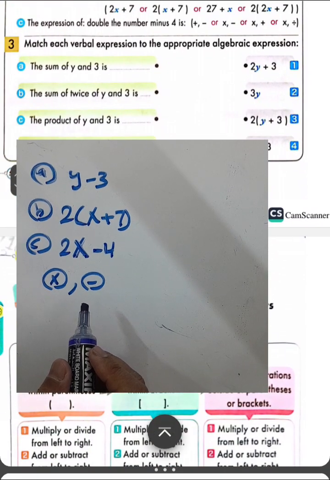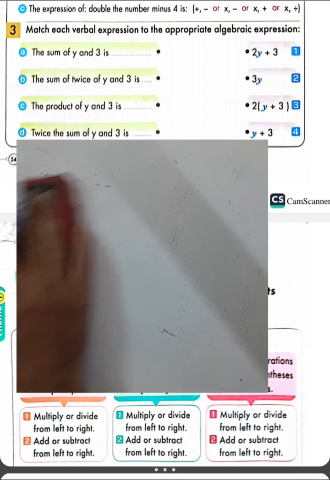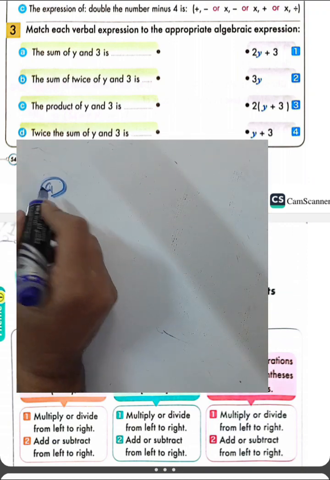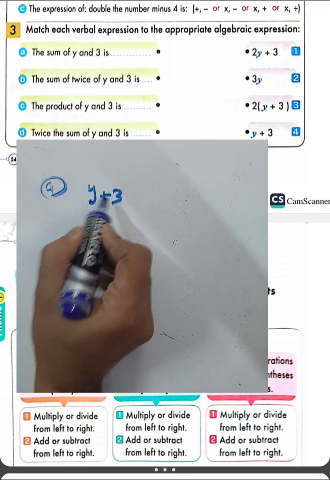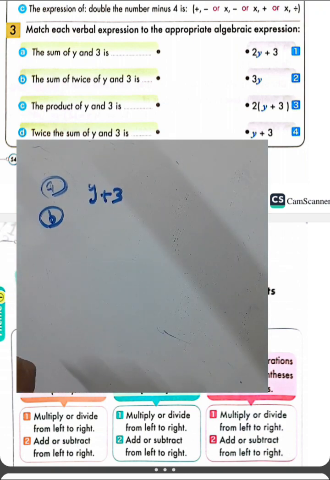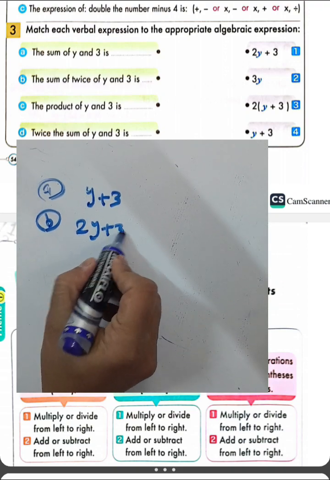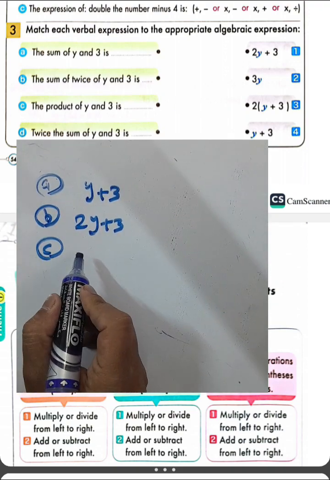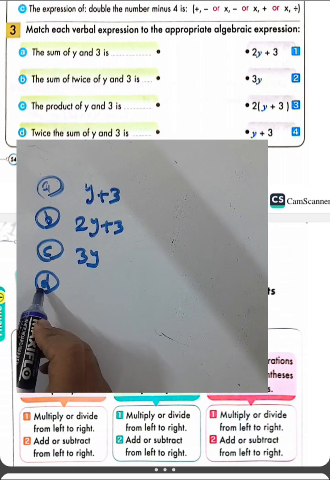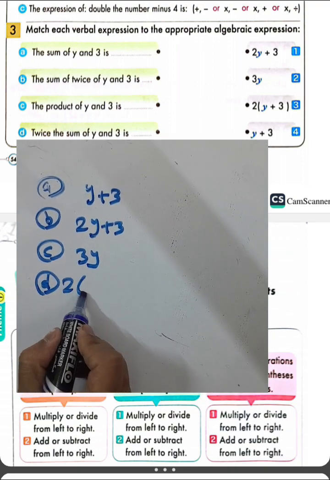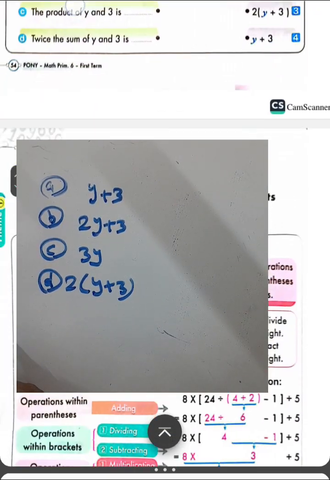Question number 3, match each verbal expression. Letter A, the sum of y and 3, it will be y plus 3. Question letter B, the sum of twice y and 3. The product of y and 3 will be 3y. Letter D, twice the sum of y and 3. Okay, that was page 54.